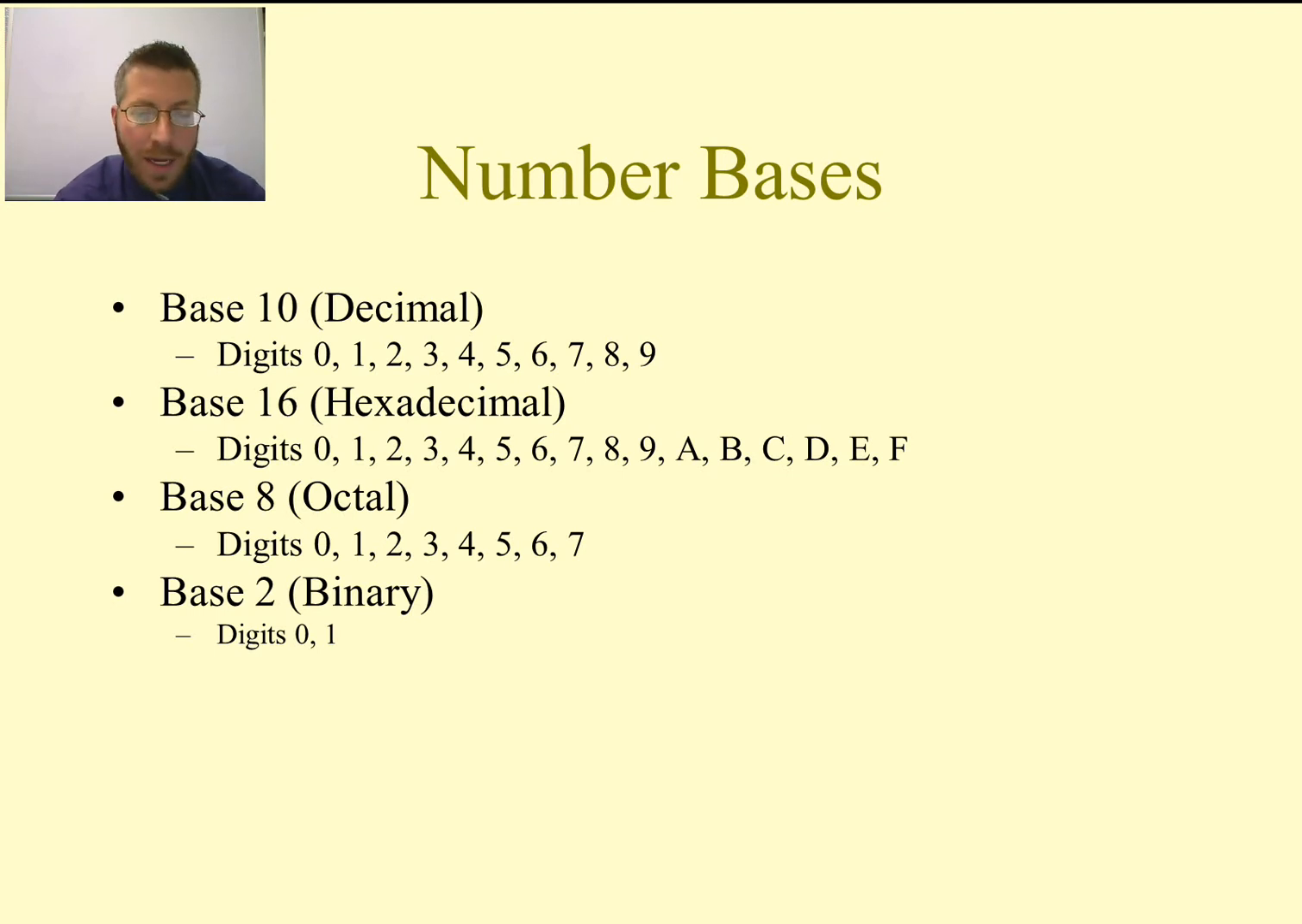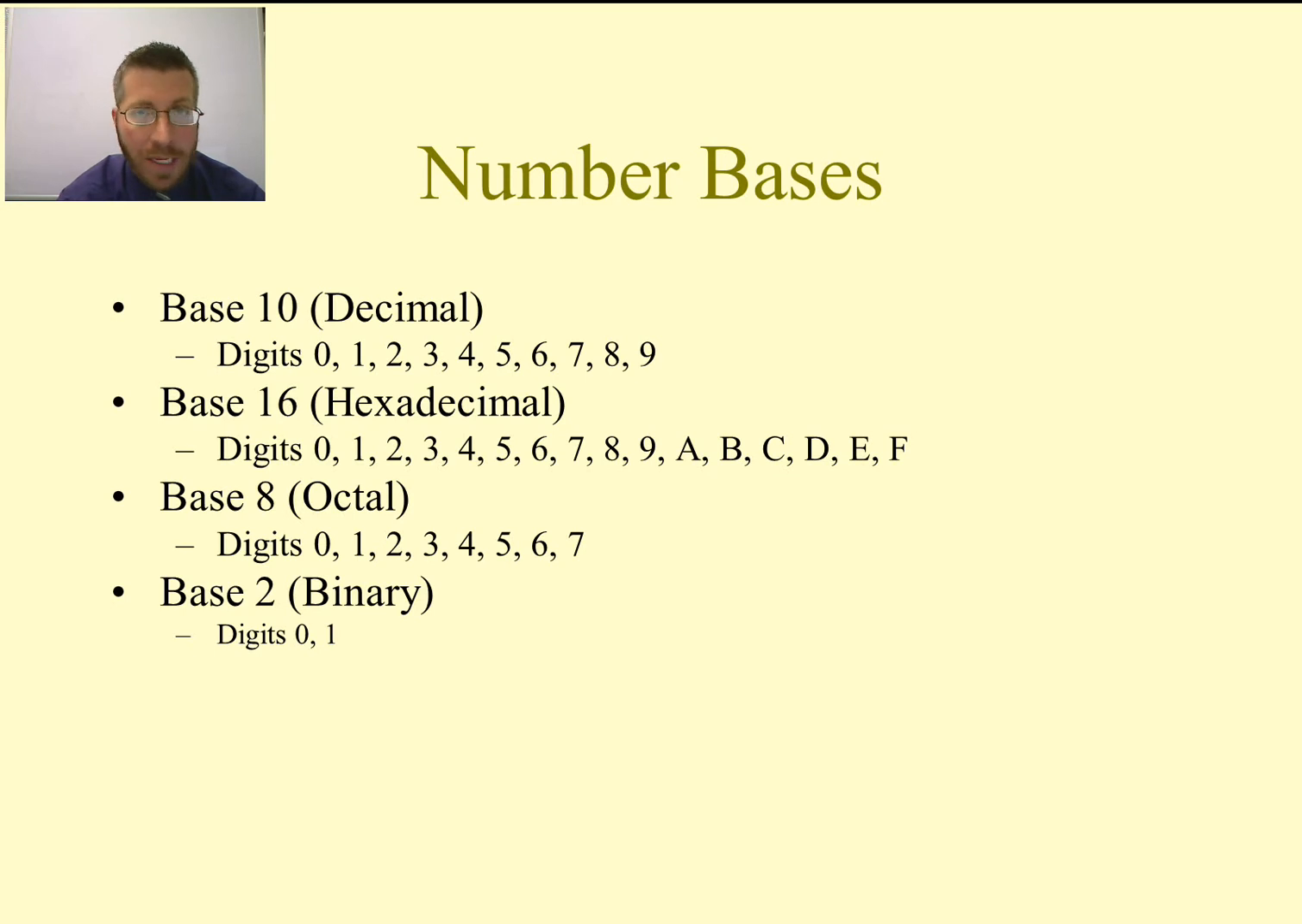Jumping back up to hexadecimal, another reason why we would use hexadecimal over decimal is because we can represent larger numbers with fewer characters. So if we wanted to represent a very, very large number, we can do it in hexadecimal, and it would be fewer digits than it would take for us to do it in decimal.